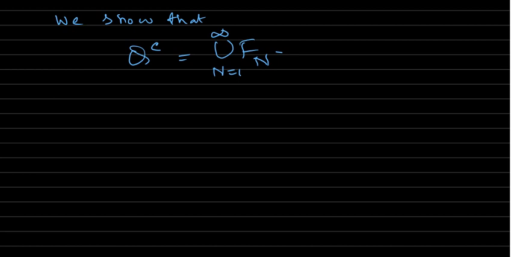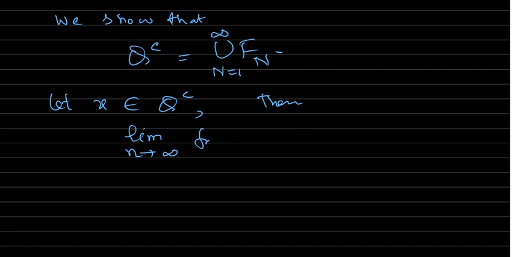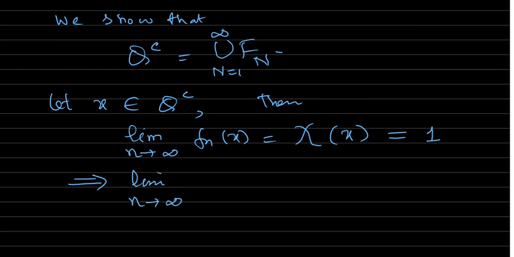Yeah, हम prove करेंगे. So first let's take any irrational number. We will show that that's in some Fn. Let x belongs to Q complement. Then by our definition, what's this limit? It's given that limit n approach to infinity fn x is equal to chi of x. This is given, but x is irrational, so chi of x must be equal to 1. So that means limit n approach to infinity fn x is equal to 1. Okay, right? This limit is equal to 1.